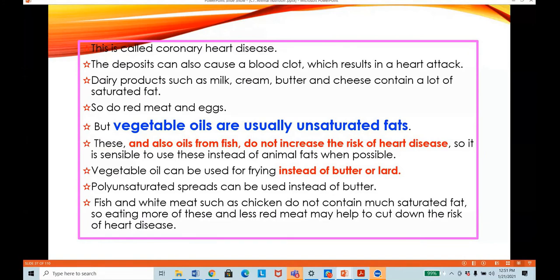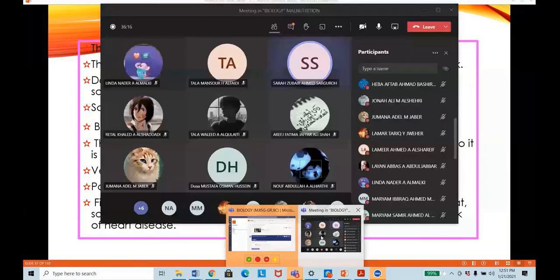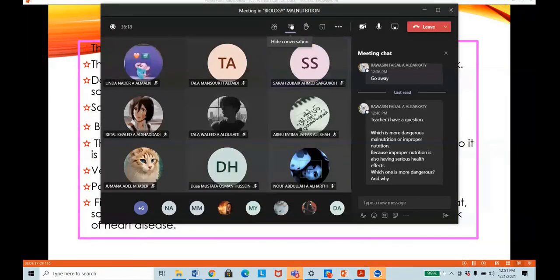Miss? Rawasan asked a question in the chat box. Yeah, what is the question? Okay, teacher, I have a question. Which is more dangerous, malnutrition or improper nutrition? Rawasan, you think malnutrition or improper nutrition are different? Because improper nutrition is also having serious health effects. Which one is more dangerous and why?